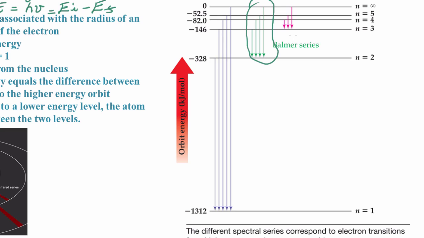Electrons moving from n equal to 6, 5, 4, 3 to n equal to 1, so right here, that'd be these lines right here. These would correspond to the photons that are emitted in the ultraviolet region of the electromagnetic spectrum. And for hydrogen, there's 1, 2, 3, 4, 5 of those.